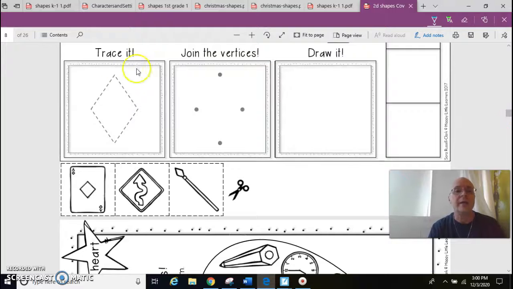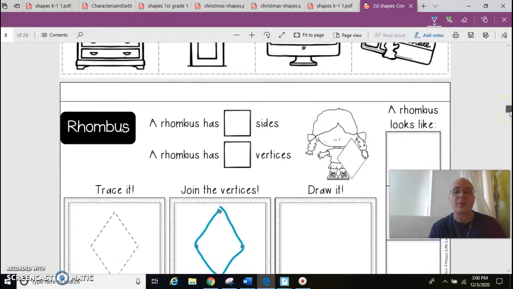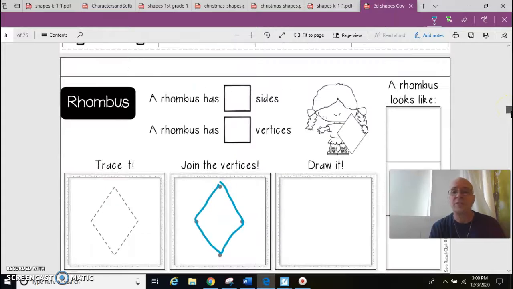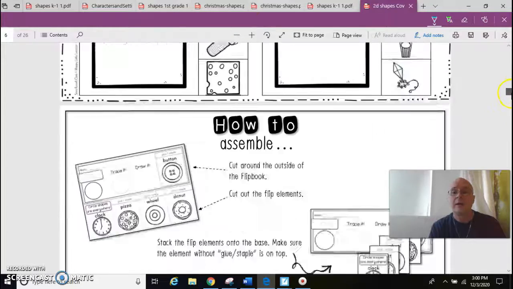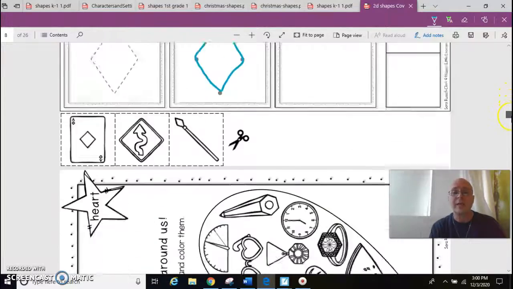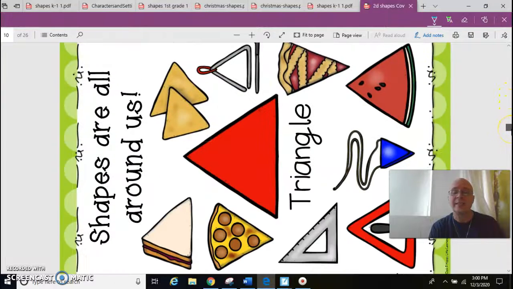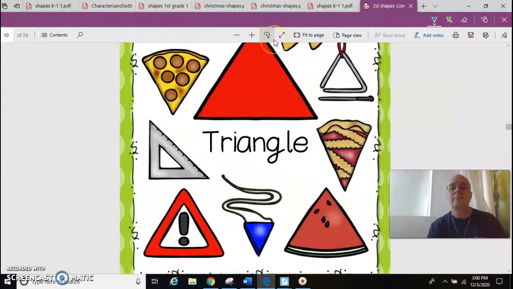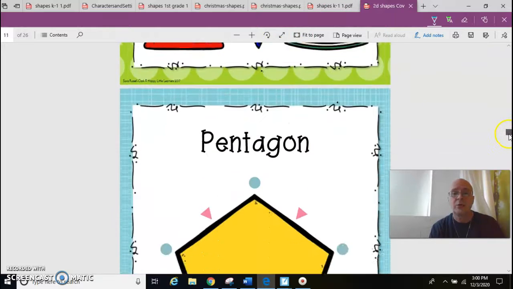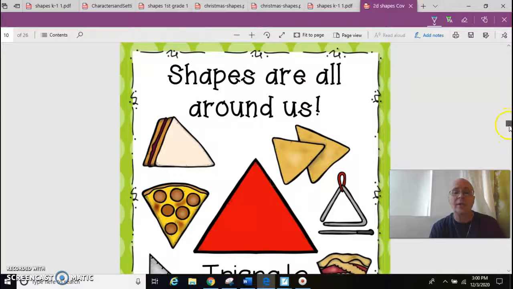You're going to come down here, trace it. You're going to draw in another quadrilateral, right? 4 sides and 4 corners. This is a rhombus. That's a special kind of quadrilateral. Okay, I'm going to just take a look at that today. And that's pretty easy. Then we're going to jump down here. You got triangles here, right? Fairly easy. Triangle.